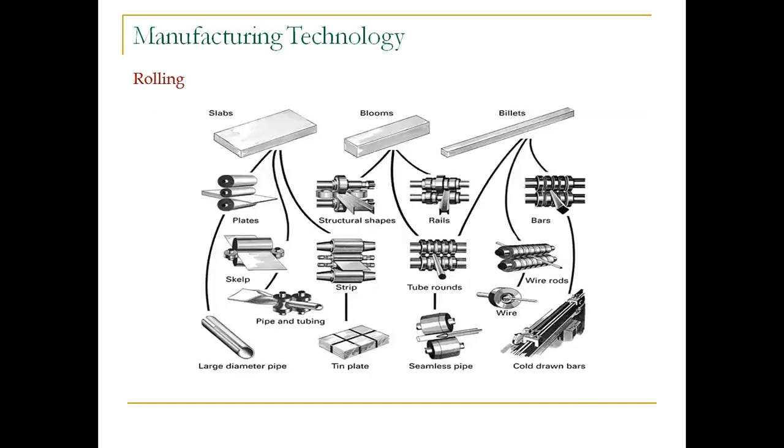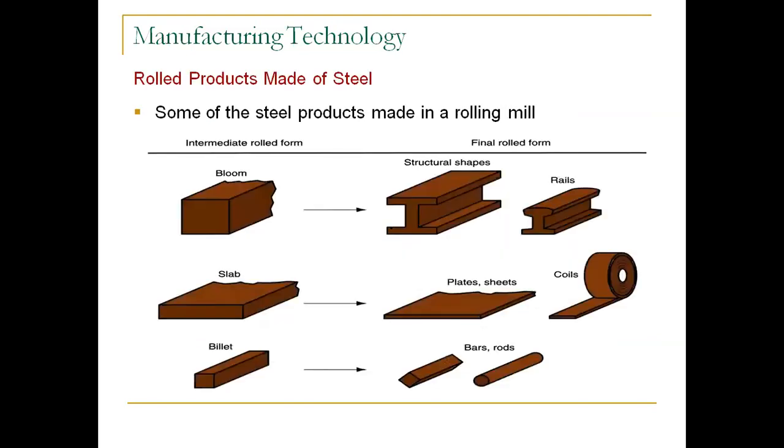Basically, these are some products which are manufactured by the rolling process. You can see from the diagram that these are the plates, scale, pipe and tubing, tin plates, wire rod. So these are examples of some rolling products. Rolled products made of steel. So these are the blooms.